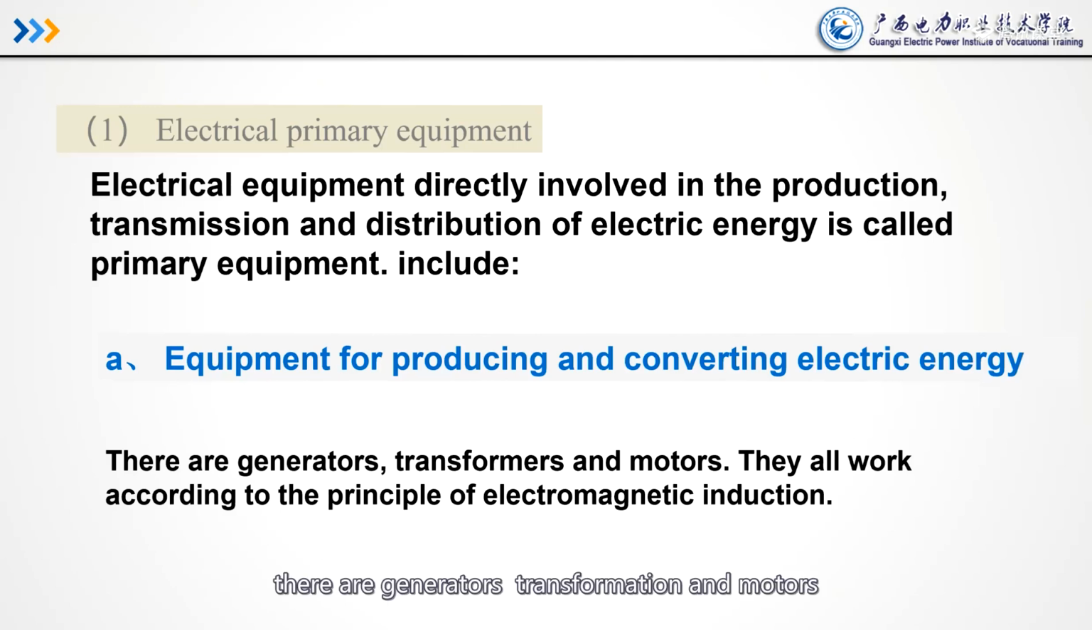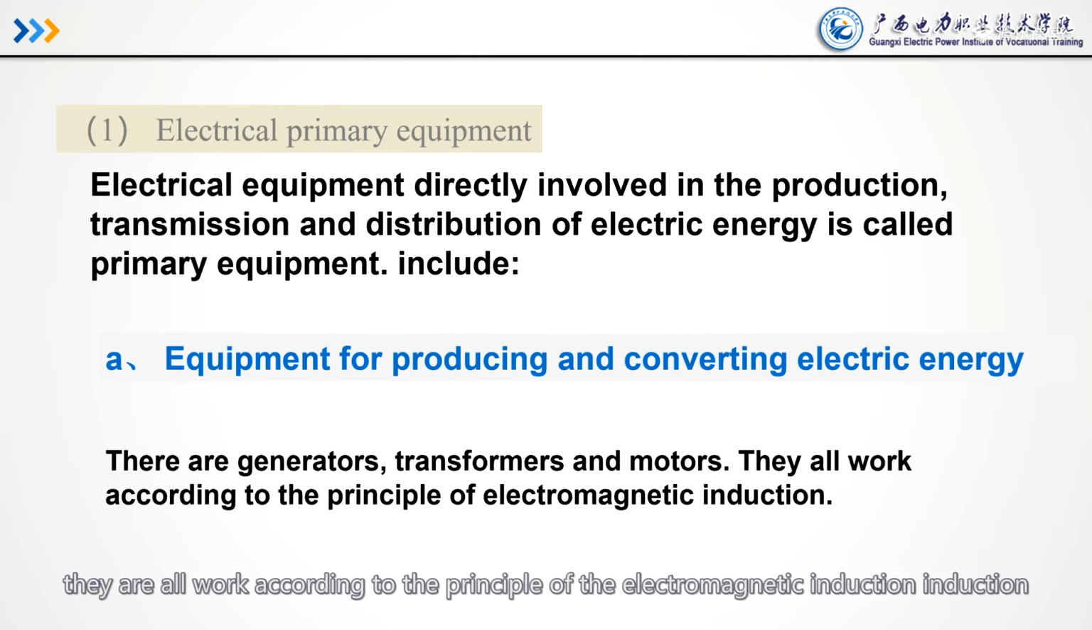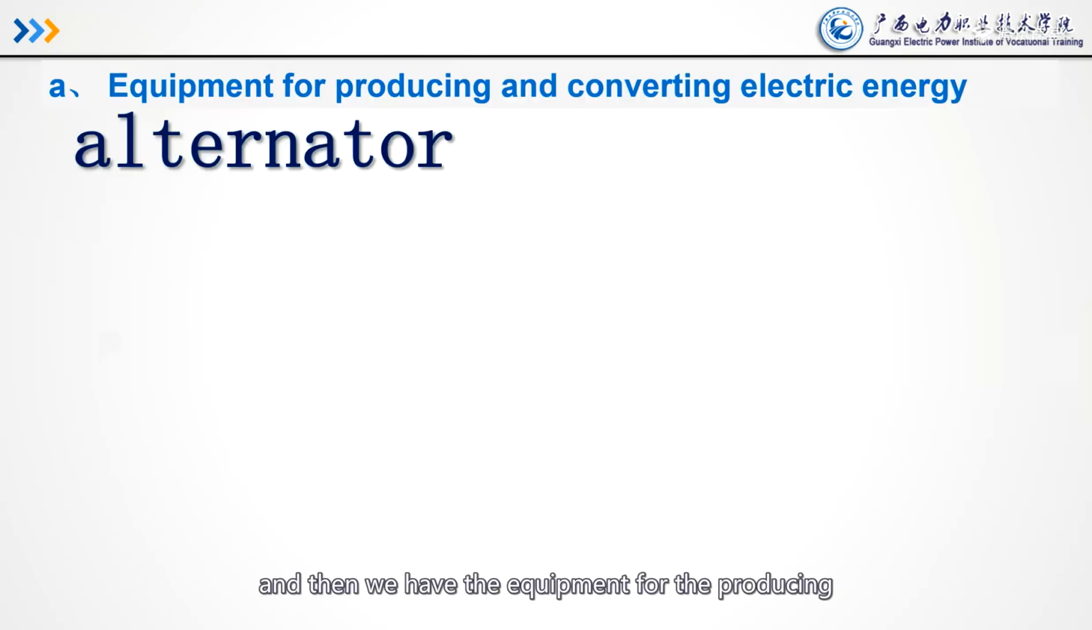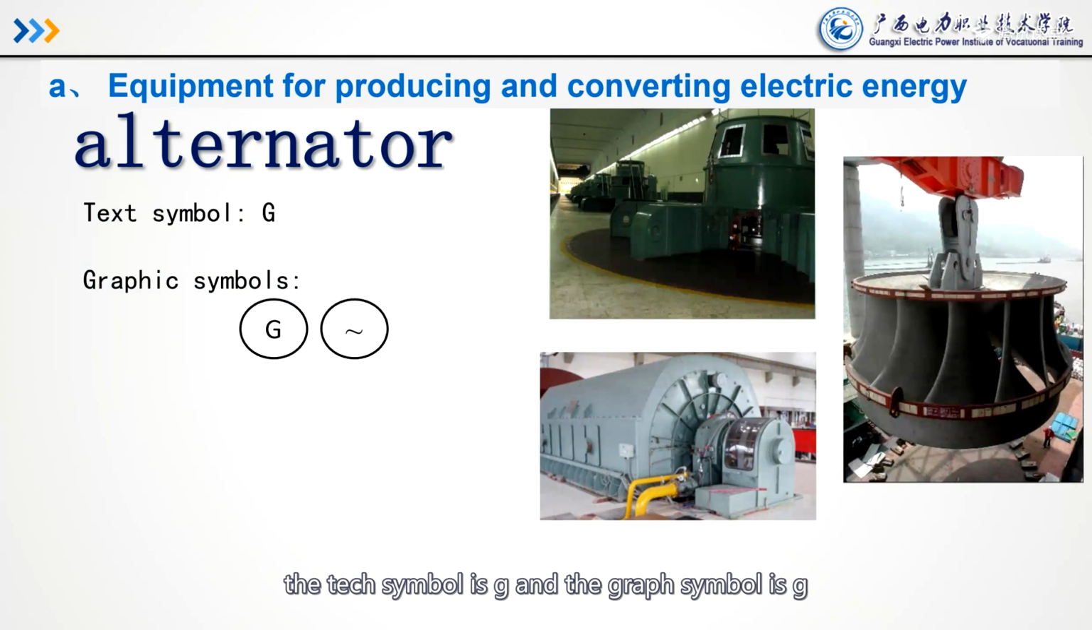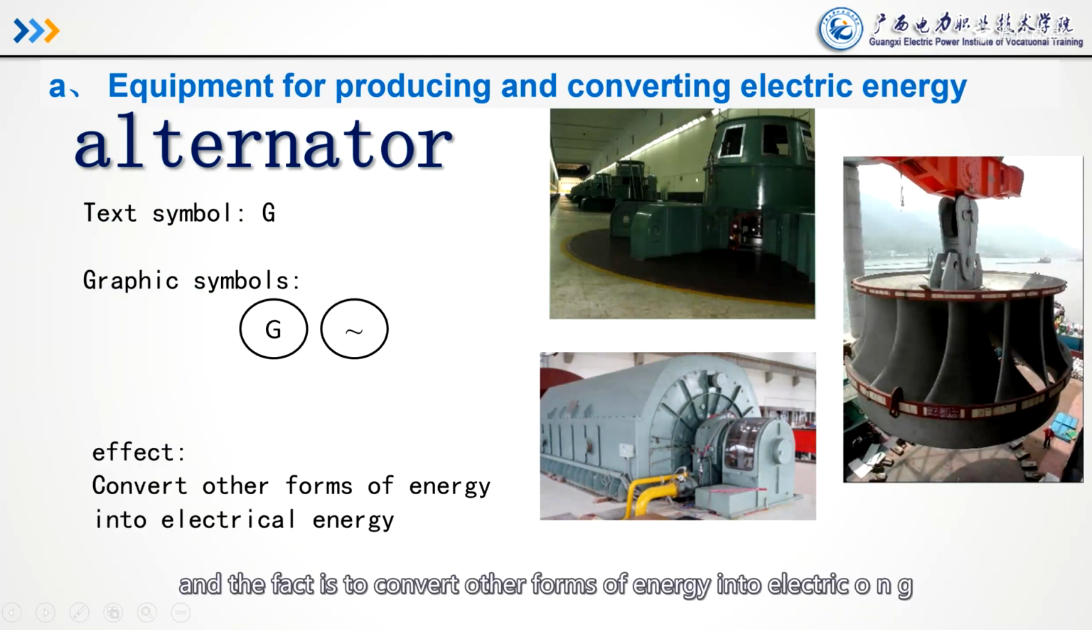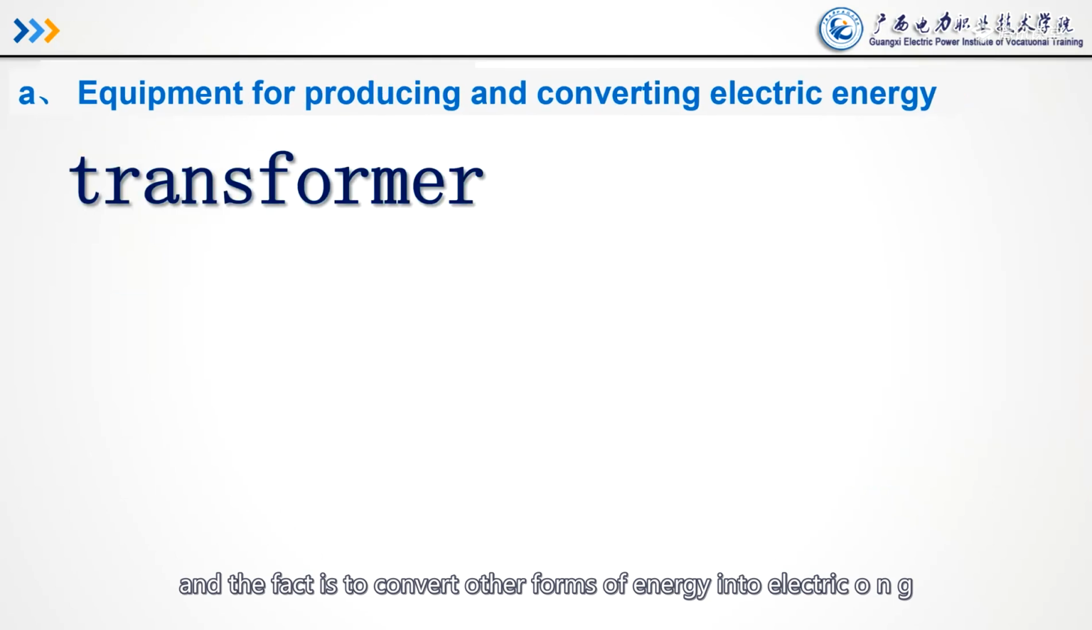There are generators, transformers, and motors. They all work according to the principle of electromagnetic induction. And then we have equipment for producing and converting electric energy. We have the alternator. The tag symbol is G and the graph symbol is G. You can see over here, and the picture is up over here. And the effect is to convert other forms of energy into electrical energy.